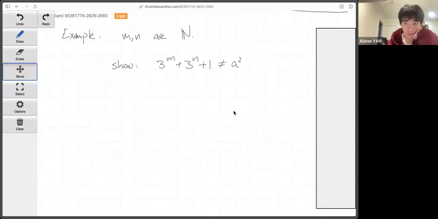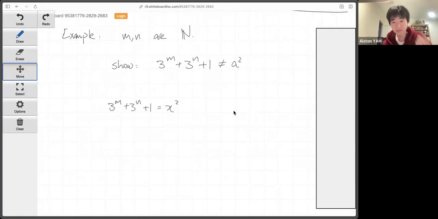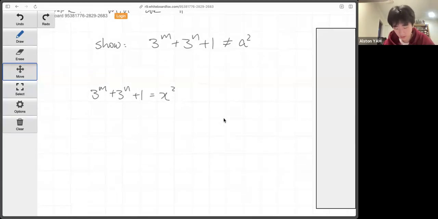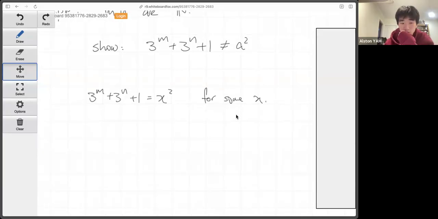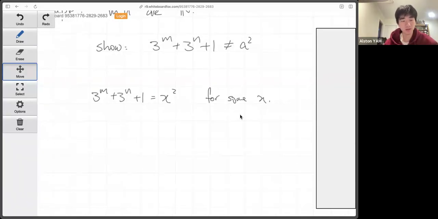Okay, so we're going to use one of our most powerful techniques, and that is proof by contradiction. So we assume that 3 to the m plus 3 to the n plus 1 is equal to x squared, right, for some x. And if we can find a contradiction, then we are done, right?